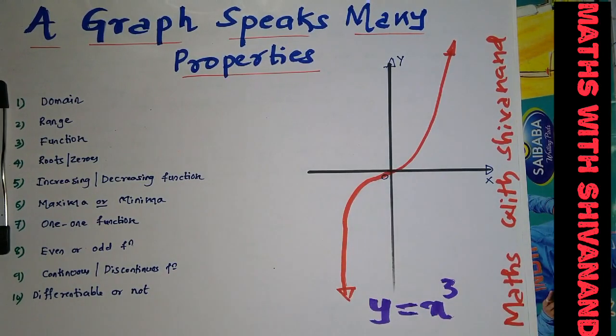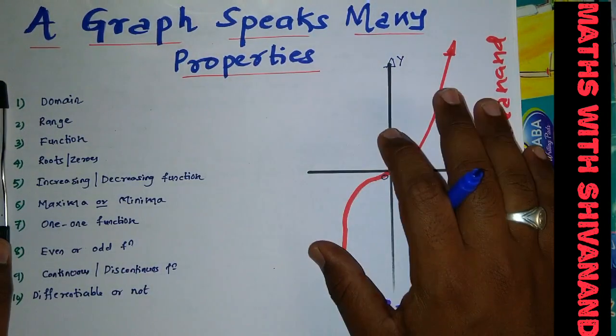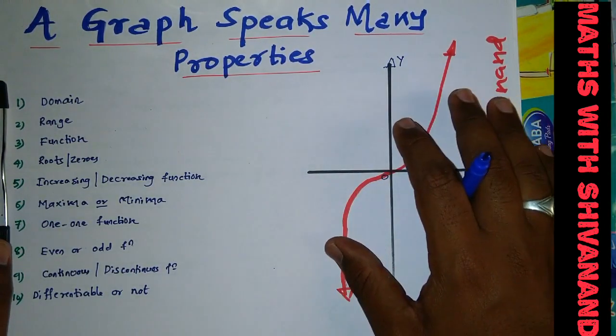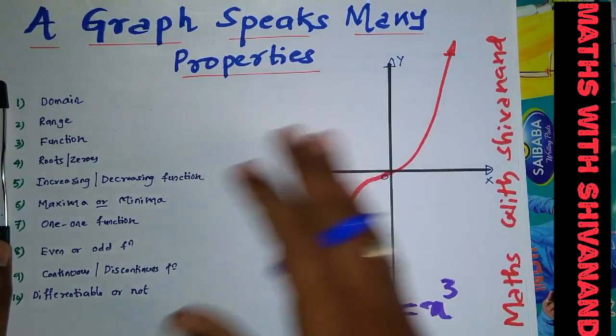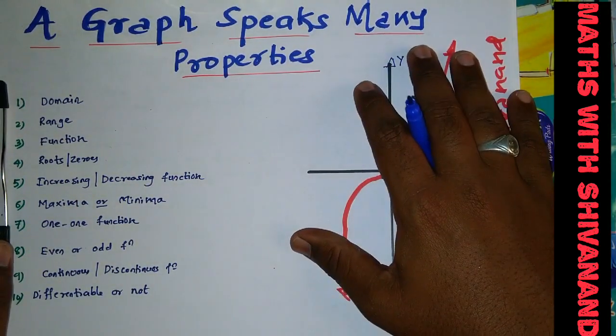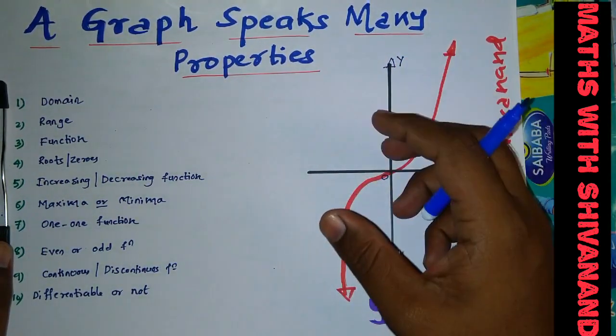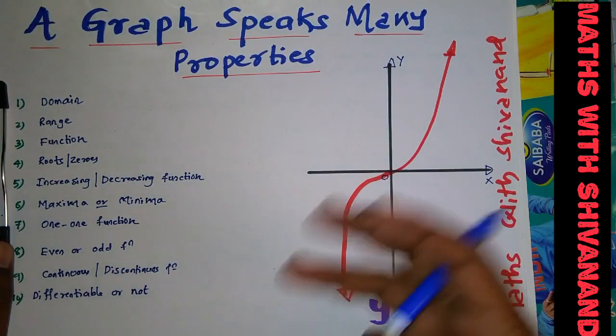What are all the properties that can be explained with the help of a graph? The first thing is the domain. What is the domain? What is the input of this function? Any function we can study in many ways. One is the algebraic way, the other is the graphical way. If you understand the graph, you will understand the heart of the function very easily. You know where all its properties go.